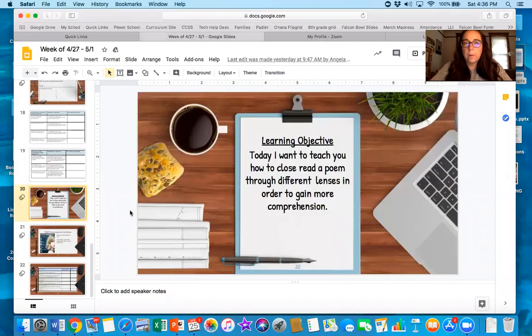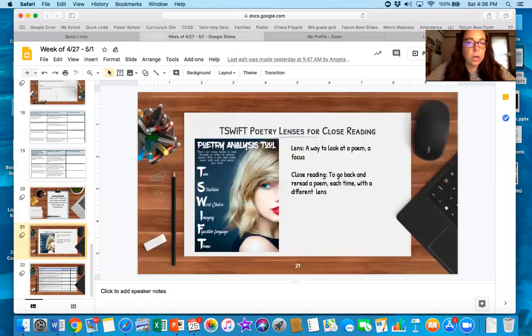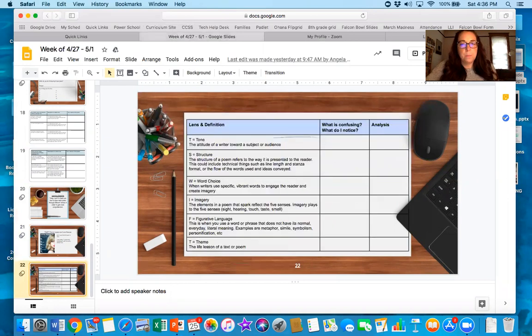So if you remember from yesterday's video, I walked you through the different lenses and how to read poetry from different lenses to gain more comprehension. And so far we've looked at tone and structure and word choice. And today we're going to look at imagery, figurative language, and theme.